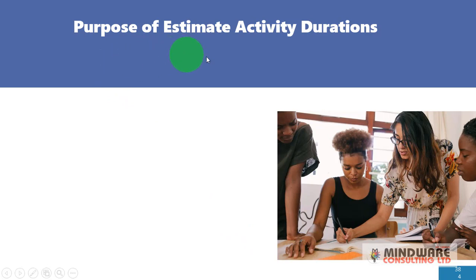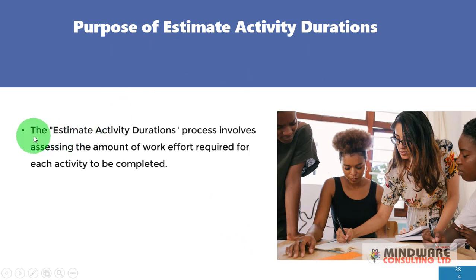So what is the purpose of the estimate activity durations process? The estimate activity durations process involves assessing the amount of work effort required for each activity to be completed. So you have to assess what it takes to complete each of these activities that you have sequenced. And that's what this section will help us do.